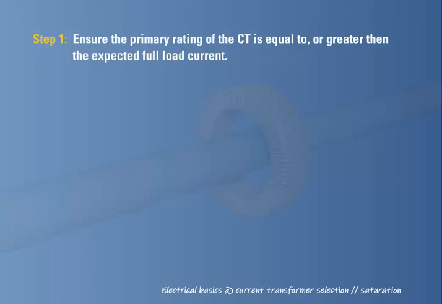We can determine the primary rating of a CT by looking at its ratio. For a ratio of 100 to 5, a CT has a primary rating of 100, meaning that no more than 100 amps should be passed through the CT under normal operating conditions.